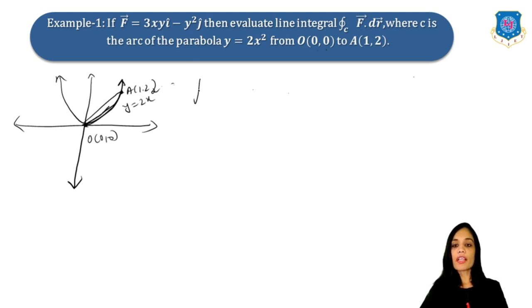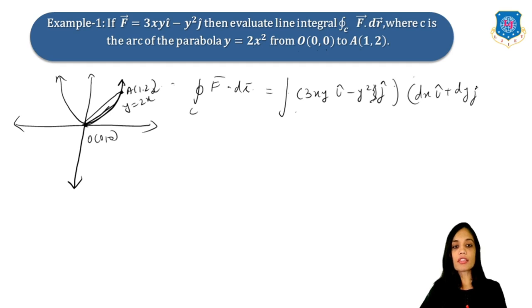Okay, so we have to find the line integral over C of f bar dot dr bar. Now our f bar is 3xy i cap minus y square j cap, right? And our dr bar is dx i cap + dy j cap, okay? And this is over C. Now our y is what? 2x square. So dy will be what? 4x dx. Fine.